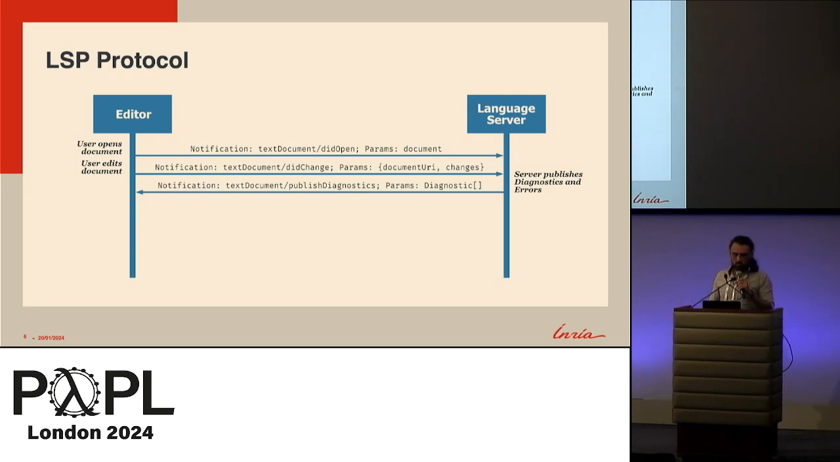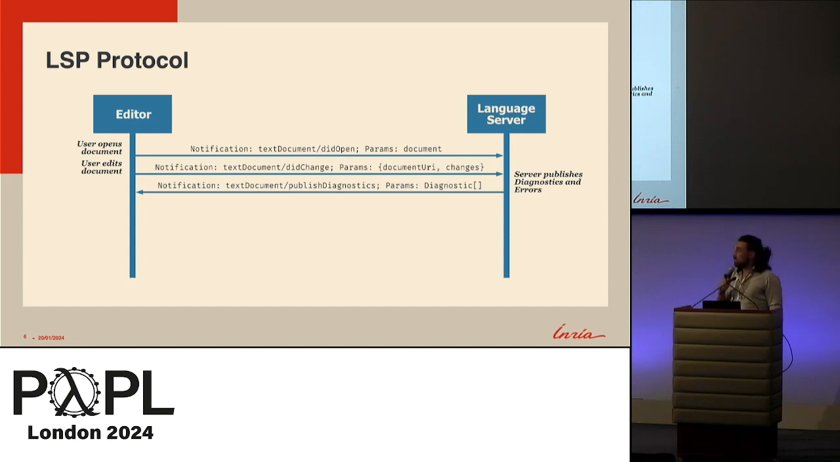If you have a common editor and a user opens a document in that editor, the protocol will then send a notification to your language server, which is in this case called textDocument/didOpen with parameters, in this case the document that needs to be parsed by the server. Maybe the user will edit the document and then a different notification will be sent to the server with the changes that need to be applied. The server will do its thing, maybe there'll be errors, warnings, whatnot, and the server will then send back a notification with these diagnostics and how to display them in the front end, so the editor.